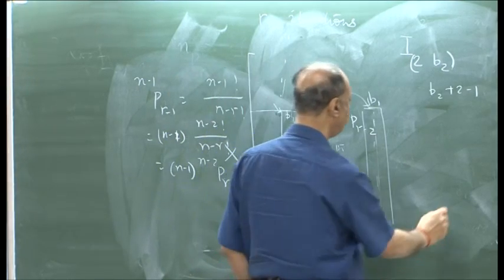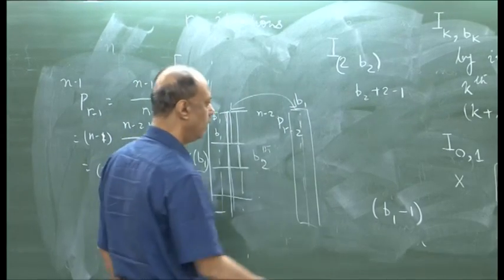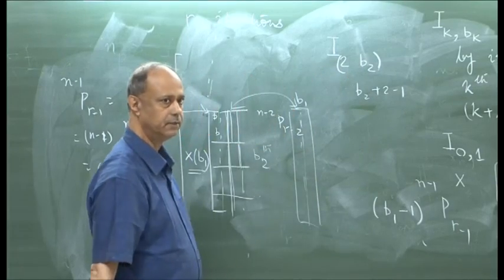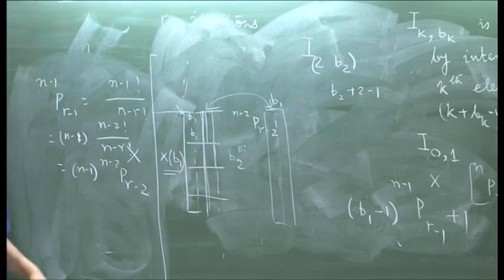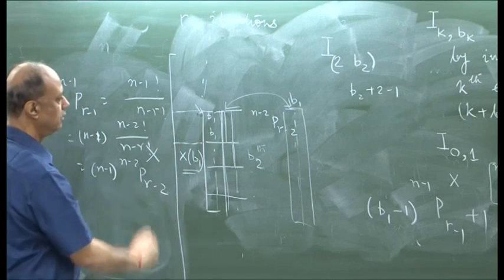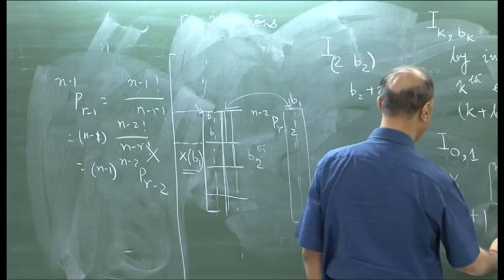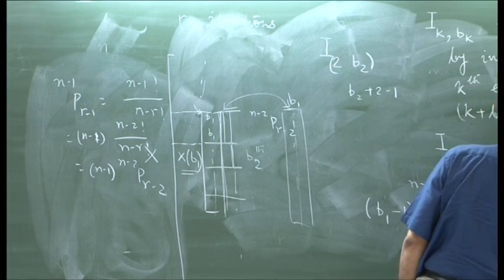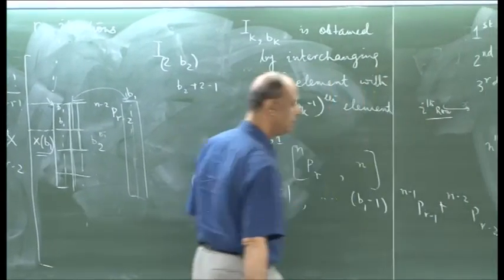Starting index is B1 minus 1, right? And n minus 1 PR minus 1 plus 1. Right? That is the starting index of this. What is the end index of this? This one? So it will go up to B1 minus 1, n minus 1 PR minus 1 plus n minus 2 PR minus 2. Right?